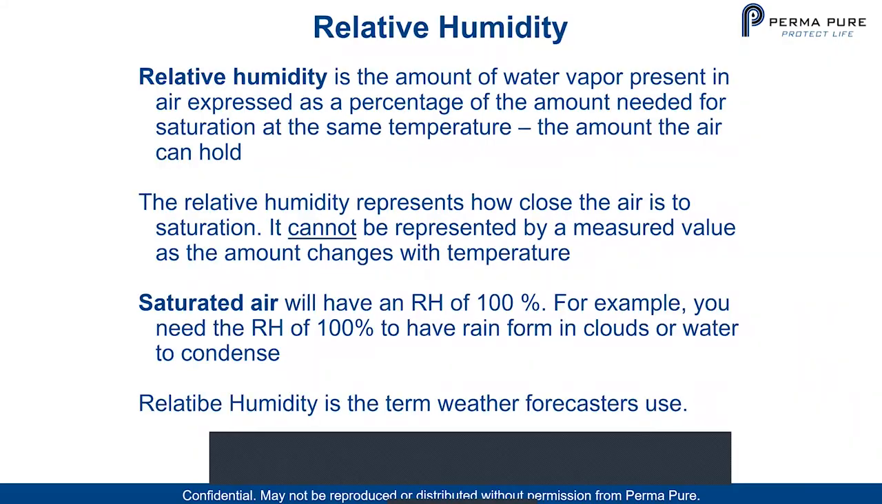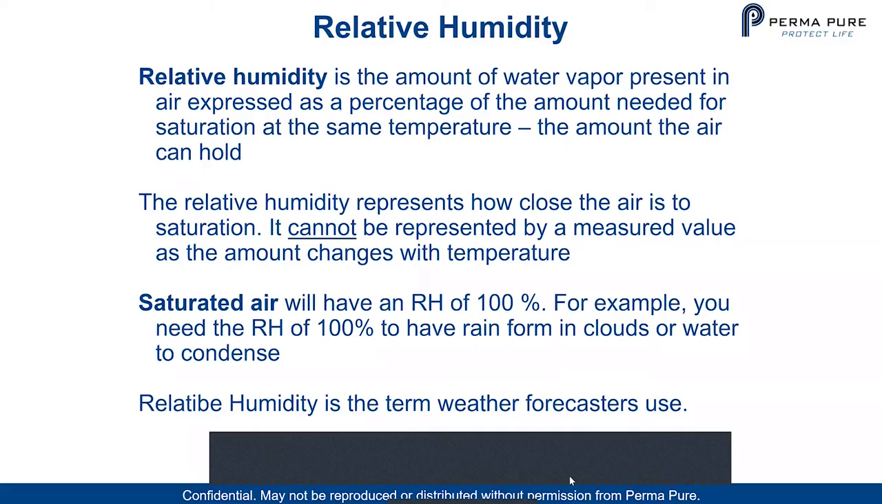So relative humidity is the amount of water vapor present in the air expressed as a percentage of the amount needed for saturation at the same temperature, or the amount the air can hold. The relative humidity represents how close the air is to saturation. It cannot be represented by a measured value as the amount changes with temperature. So saturated air will have a relative humidity of 100%.